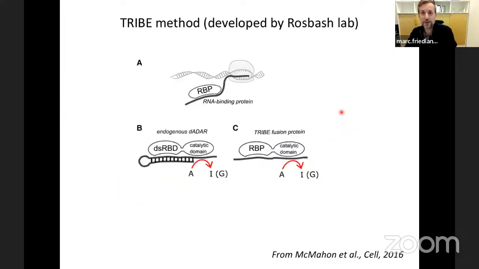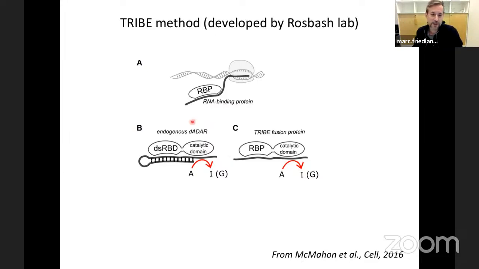So a couple of years ago, we saw that there's this new method called AGO-TRIBE, developed by the Rosbash lab. And the principle is quite simple and it's very promising. So you have here in A, an RNA binding protein of interest. This could be Argonaute or HuR or whatever. And then you're leveraging the ability of this naturally occurring ADAR protein to edit RNA.